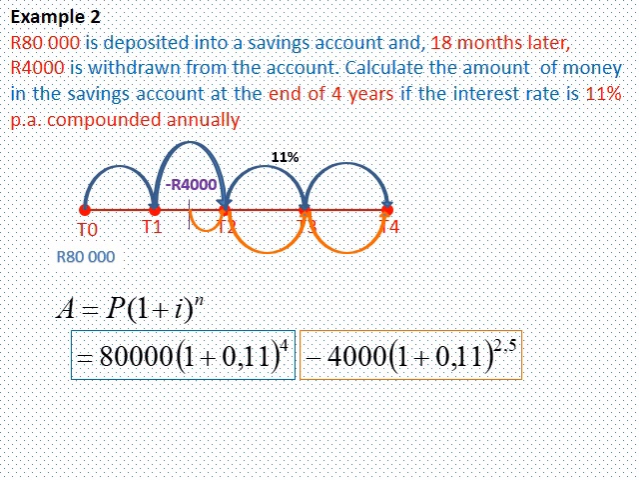Now you have the opportunity to plug all of this into your calculator, and voila, we get a total of 116,253 rand and 24 cents at the end of 4 years. So even though you withdrew from the account, fortunately, owing to the beauty of compound interest, that 80,000 rand still grew to be quite a substantial amount.